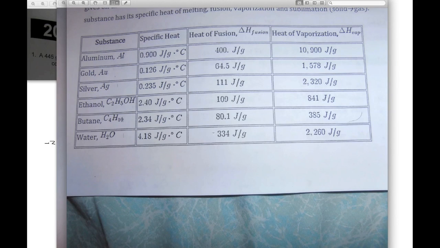Good. 334 joules per gram. Now, let me ask you a question. What's the heat of freezing for water? It's the same temperature. Or sorry, not same temperature. It's also 334 joules per gram.